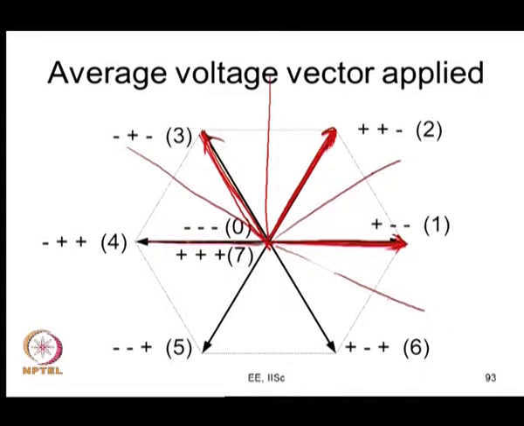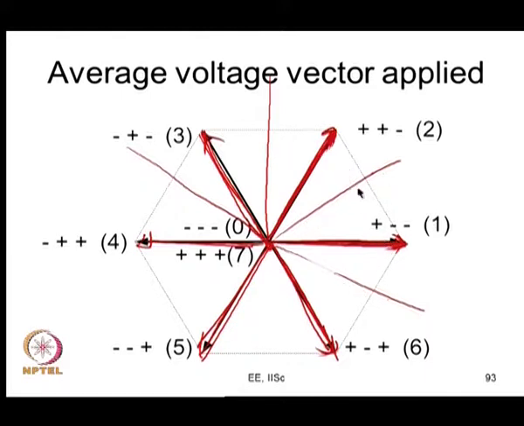So, you always have only these vectors getting applied as the average voltage vectors. No vector other than these 6 vectors ever gets applied in any of the subcycles, and in all the subcycles in this 60 degree interval, this is the only vector applied.